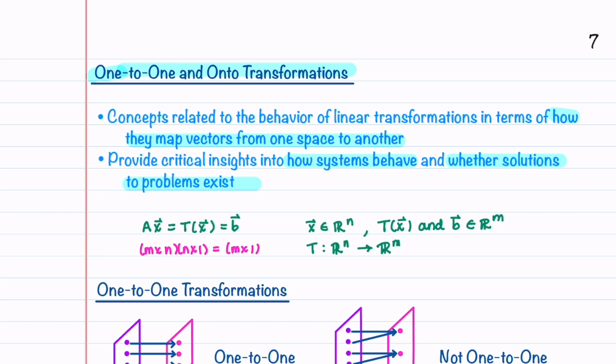When we think about one-to-one and onto transformations, we're looking at Ax is equal to T of x, and we call T of x b. Remember that A is m by n, our x is n by 1, and our b is m by 1. So we say that x is an element of R^n, and then T of x and b are elements of R^m. So what we're doing with our transformation is we're mapping vectors in R^n to vectors in R^m.